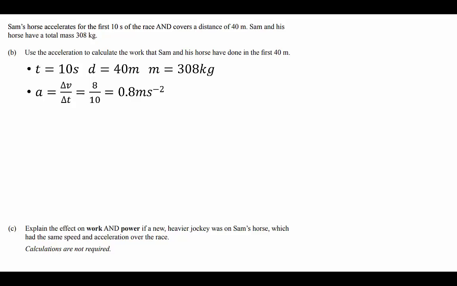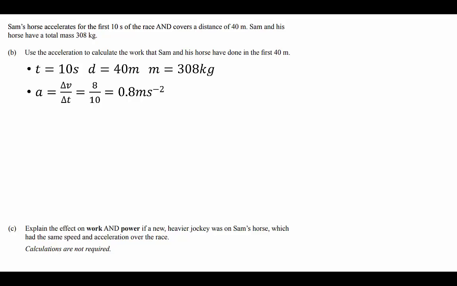We need to work out an acceleration because the work done is force times distance, and in order to work out the unbalanced force on Sam and their horse, we need the acceleration. We know the mass, we don't know the acceleration, we need the force, but we can work out the acceleration from the change in velocity over the change in time. Now the change in velocity, as we saw earlier, was 8 and the change in time was 10, and so that gives us an acceleration of 0.8 meters per second squared.